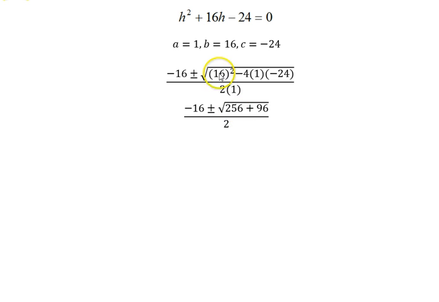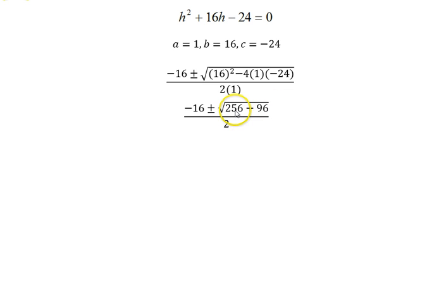256 comes from 16 squared. This plus 96 comes from negative 4 times 1 times negative 24. Negative 4 times 1 is negative 4. Negative 4 times negative 24 is a positive 96. So that's where the positive 96 comes from. And again, from here to here is where most mistakes are going to happen, so be very careful when you're doing that simplification.